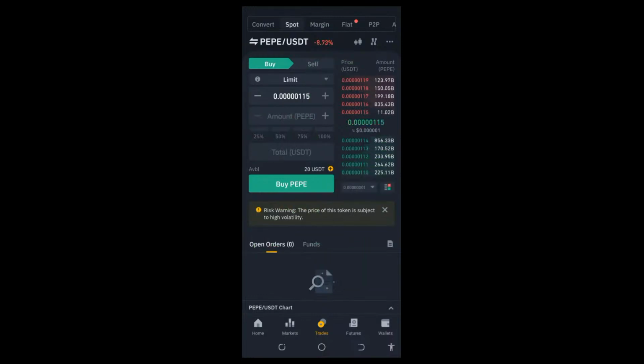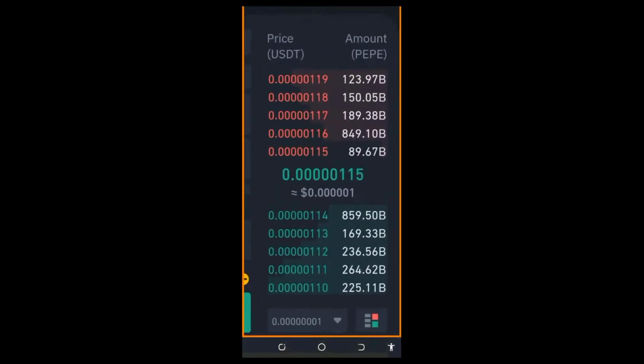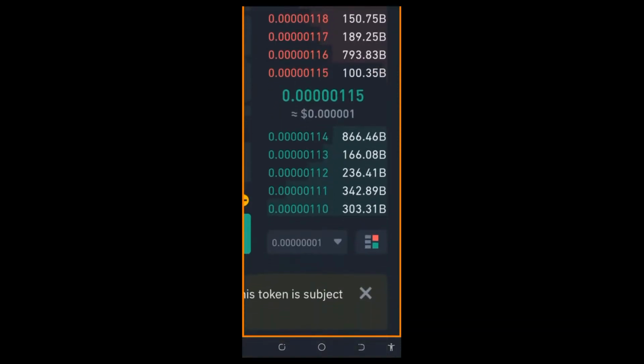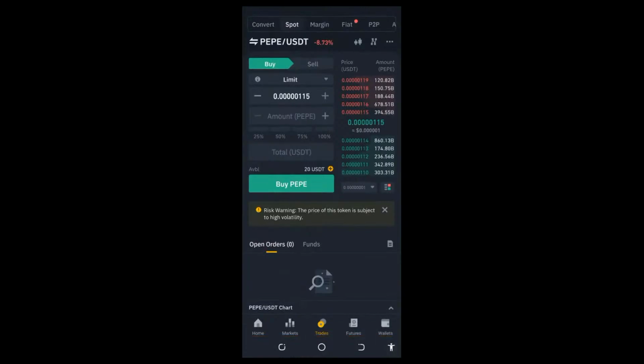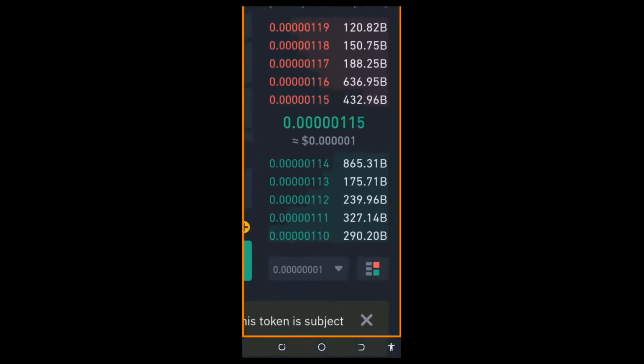Now, look at this. Can you see how this is fluctuating? It's fluctuating between 115, 114, 116. It's just going up and down. And that's the thing. When you come over to a place where you want to do your spot trading, you have to have velocity. Can you see what's going on here? That shows you that things are moving. Can you see how it's moving? That's how we want to see.